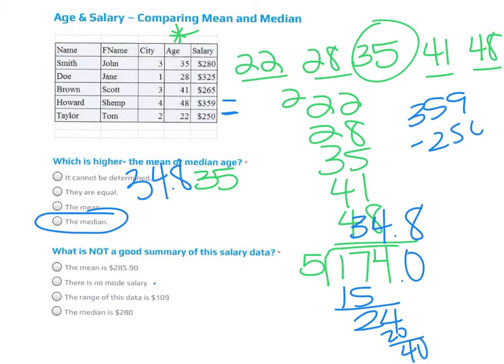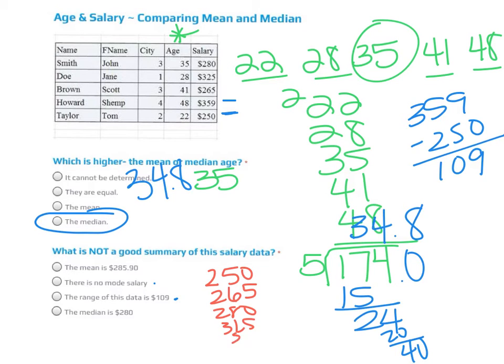359 minus 250 is 109. Well, that's a true statement, and again, I'm looking for the one that is not true, so that's not a good answer. And then median, I would put those in order from least to greatest. So if I start with my smallest, that is 250. Next would be 265, followed by 280, followed by 325, and then finally 359. Well, if I work myself into the middle, my median is 280. So I know that this also is not what I'm looking for.